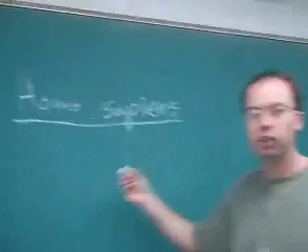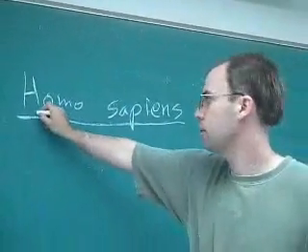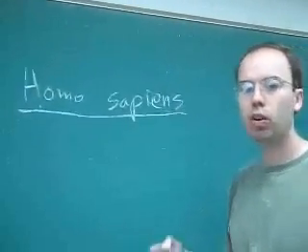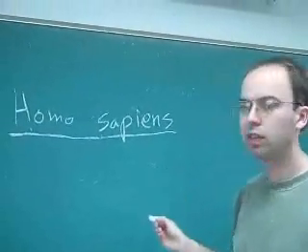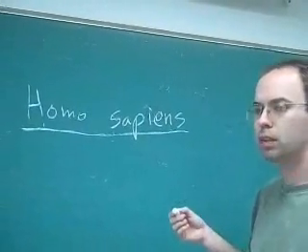Okay, so Homo sapiens is the scientific name of human beings. It's got two parts, the genus name, followed by the specific epithet. The genus name is always capitalized. The specific epithet is always in lowercase. So this is our species.